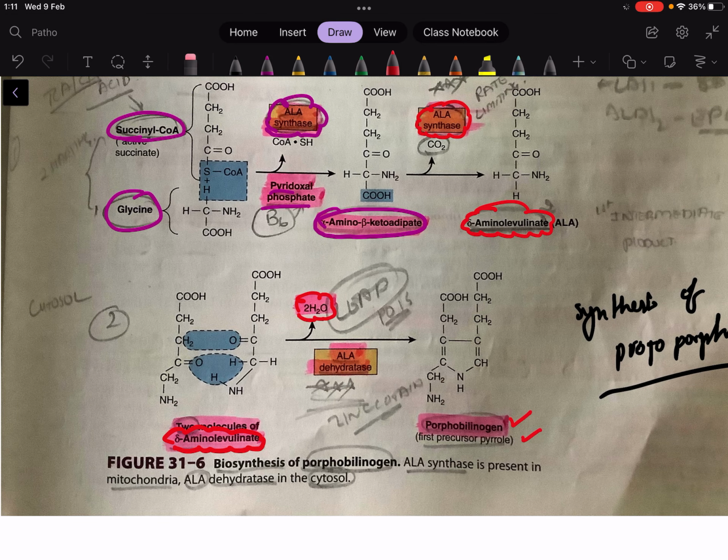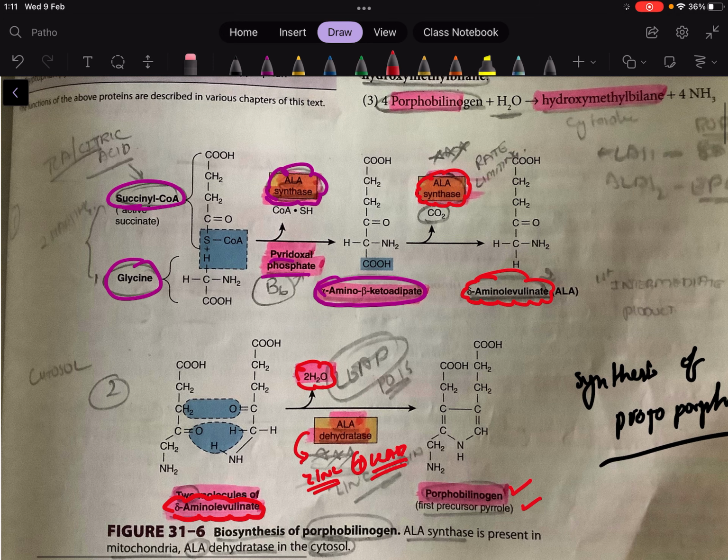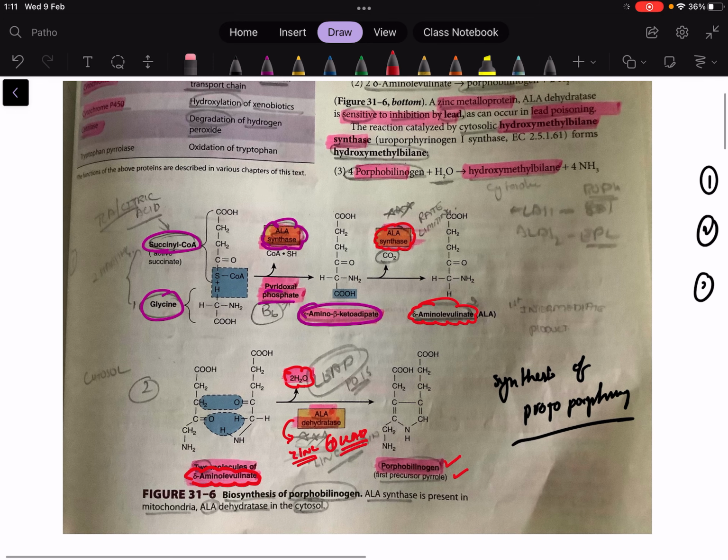And not only that, this ALA dehydratase is mainly zinc dependent, and in cases of high lead poisoning, this enzyme can be inhibited. Okay, I will talk about the remaining steps in my next video.